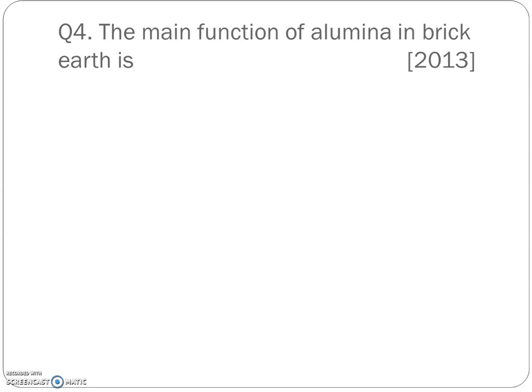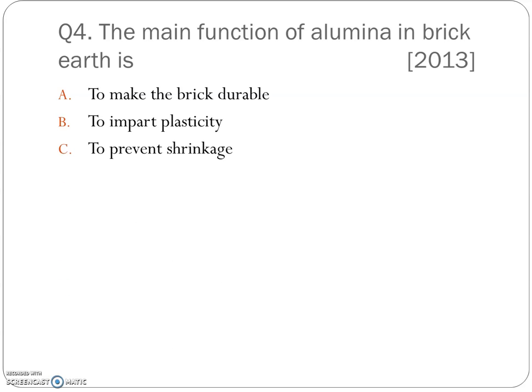The main function of alumina in brick earth is, so here comes the same question related to the brick constituent. This is asked in 2013. Let us see the options: to make the brick durable, to impart plasticity, to prevent shrinkage, to make the brick permeable. So in the second question itself, we learned the function of alumina was to impart plasticity.